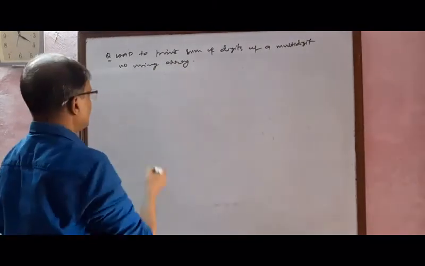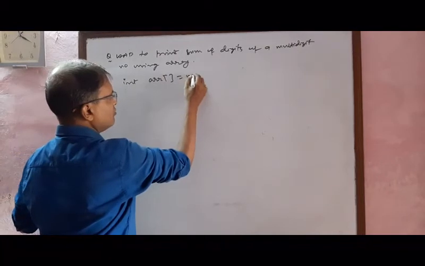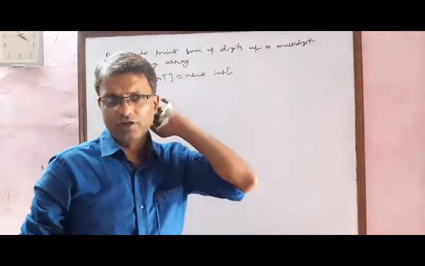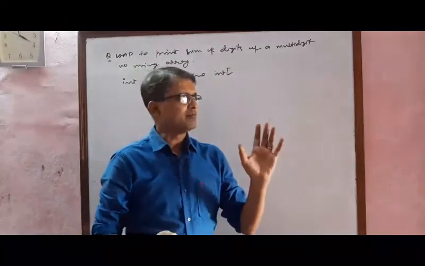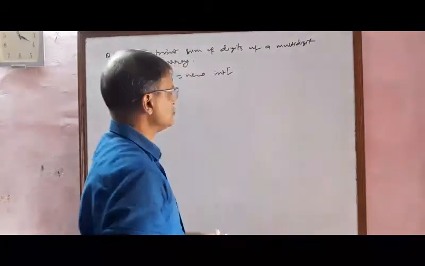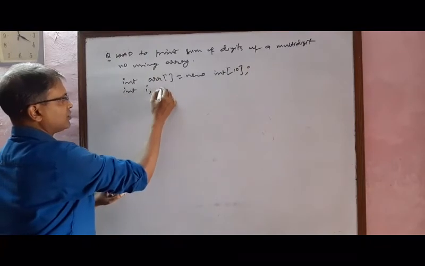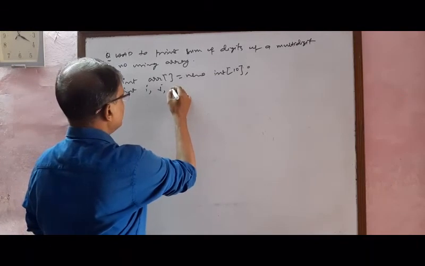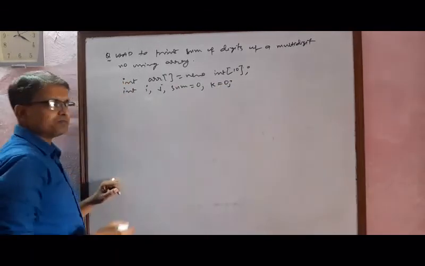Okay. Now, first of all, declare array int arr equal to new int. This time we have to store different types of digits. Different types of digits means we are assuming that maximum 10 digit number we are going to store. So the maximum size I am taking here is 10. Now int i for the number, j for the digits, then sum equal to 0, and finally k equal to 0 for the indexing of array.